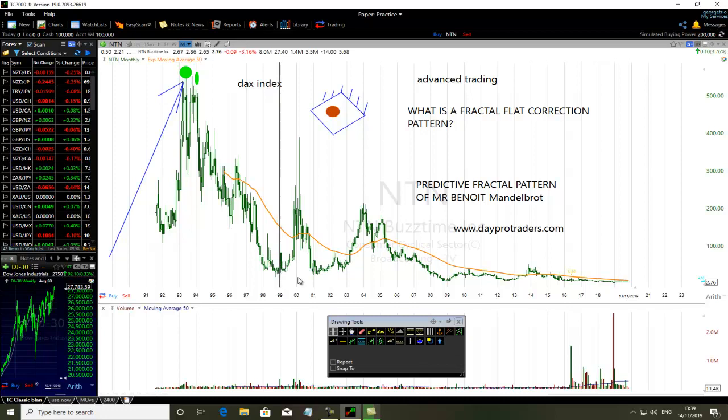So the structure of the flat correction, normally we should see a distinctive one, two, three down. This is not very clear. And then one, two, three up. And then one, two, three, four, five. That's the first predictive flat correction. Eyes must be open, my friend.